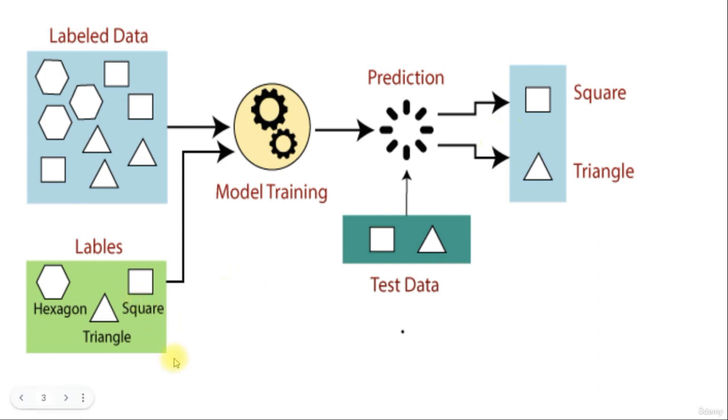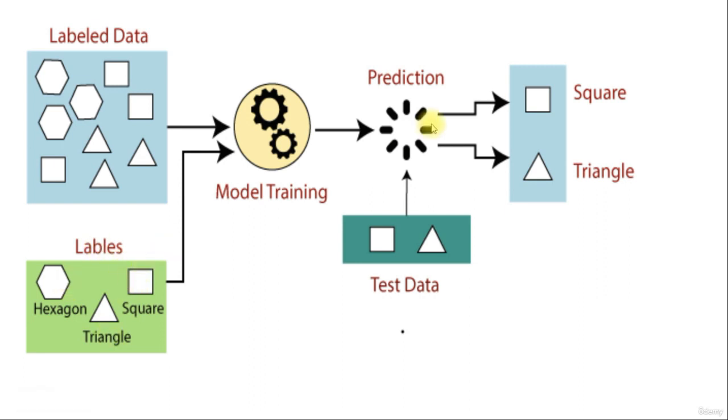Now these 30 rows will not have the label attached to the picture. In the test data, only the picture will be given as the input to the model, and based on the patterns that the model has extracted from the training data, it will predict that this is the picture of a hexagon, this is a square, and this is a triangle.